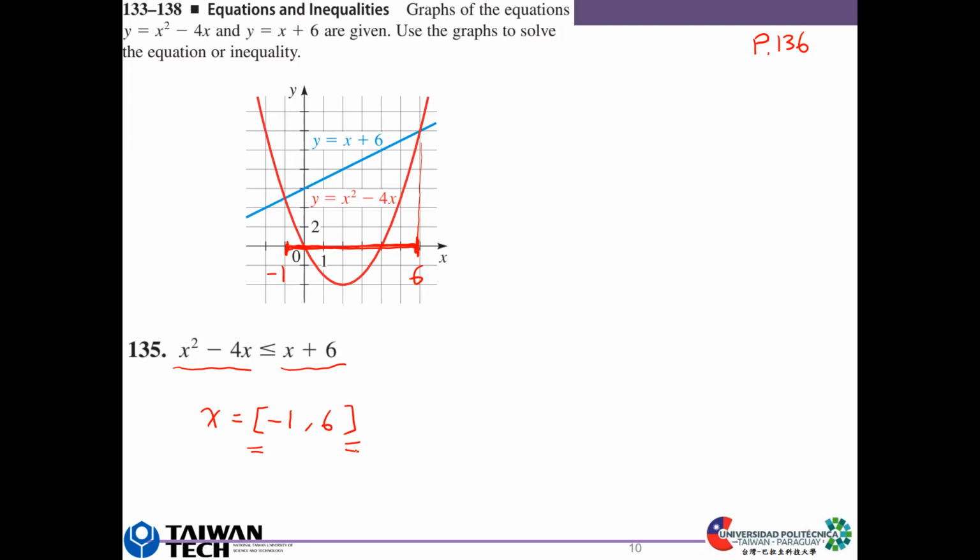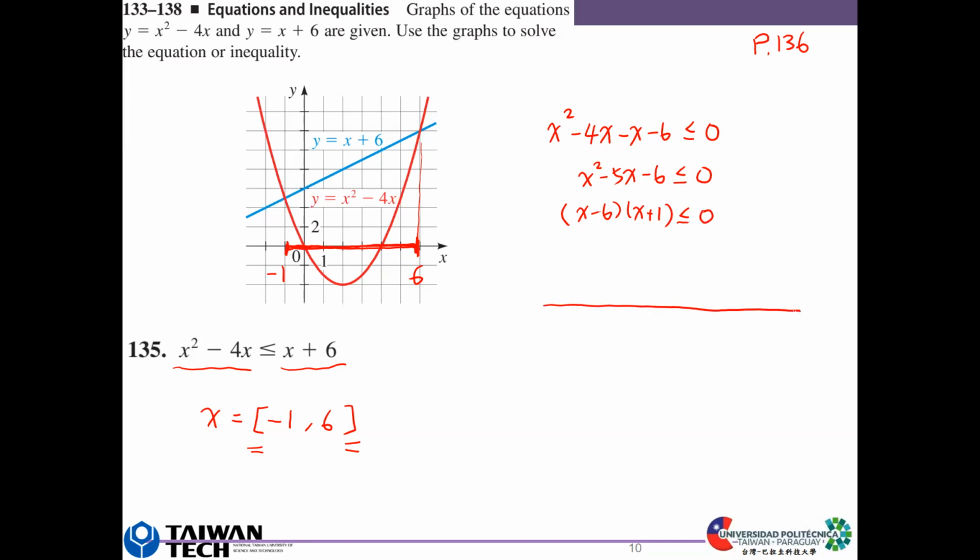In addition to solving it graphically, we could also move all the terms to one side. So x squared minus 4x minus x minus 6 is smaller than or equal to 0. And then we make a few rearrangements, x squared minus 3x minus 6... and then we find the factors: x minus 6, x plus 1, smaller than or equal to 0. This is what we usually do.